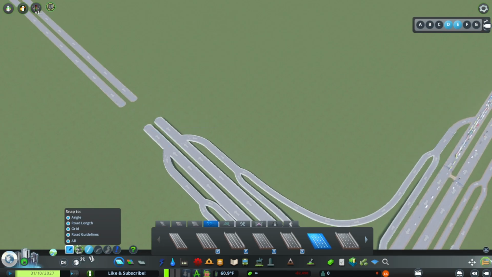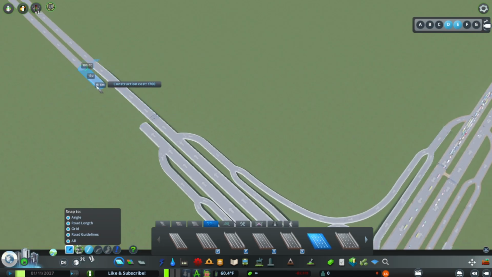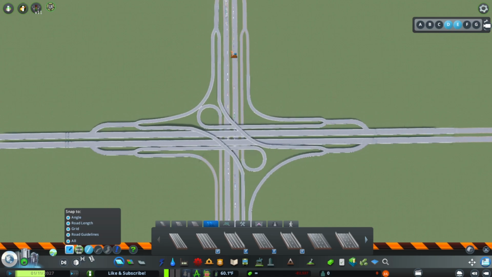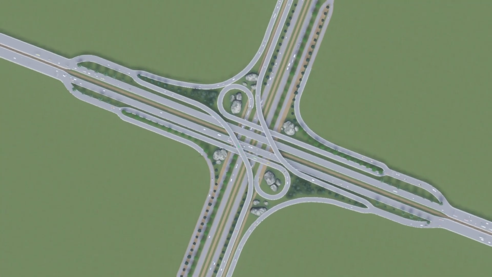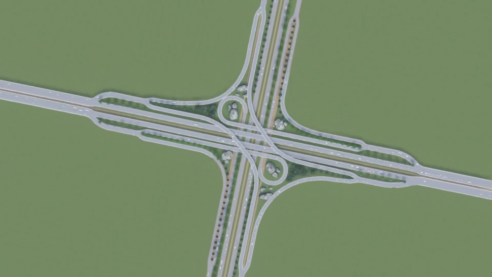While the version I built does have a larger footprint than a traditional Cloverleaf, it reduces the weaving created by the short merges in the vanilla Cloverleaf, and it looks quite beautiful, which sometimes is all that matters.